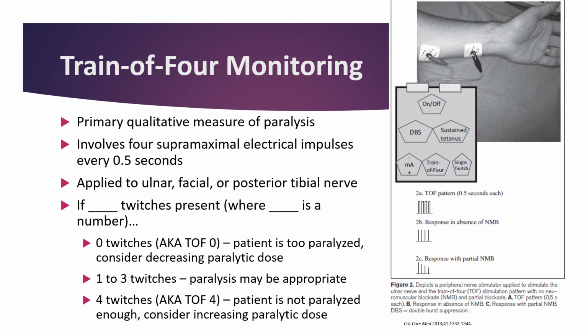If we see 4 twitches, that basically means that the patient's not paralyzed enough. We want to increase that paralytic dose. 0 twitches means that the patient's too paralyzed. 1 to 3, paralysis may be appropriate depending on what you want. And obviously that has to go off of whatever your provider's goal is. So this is very important monitoring to know.